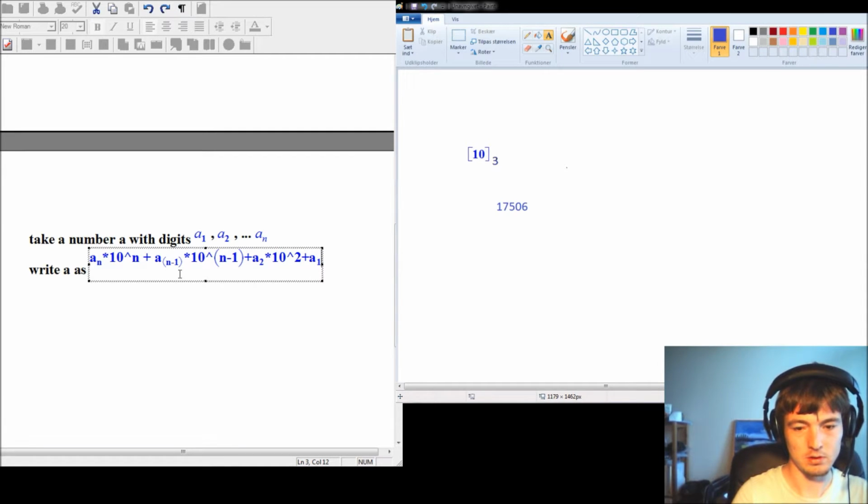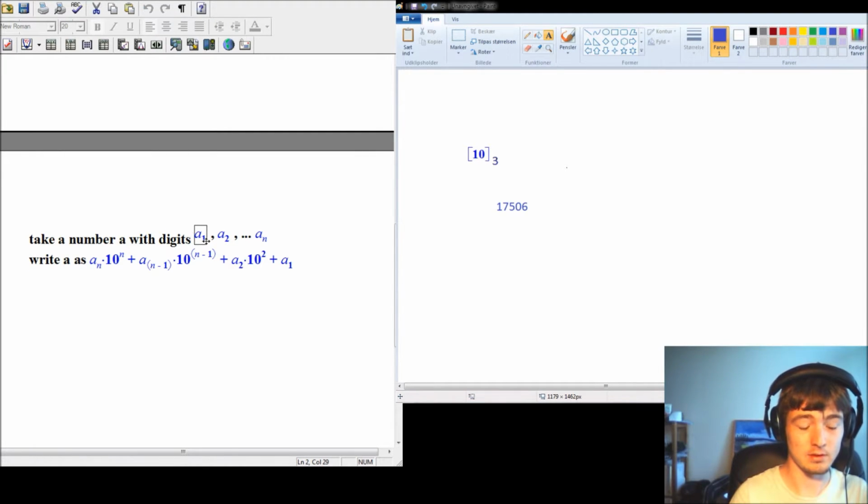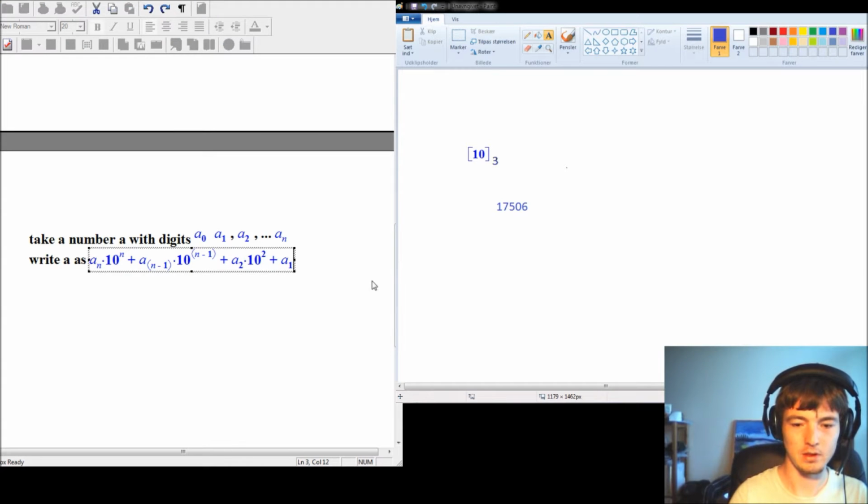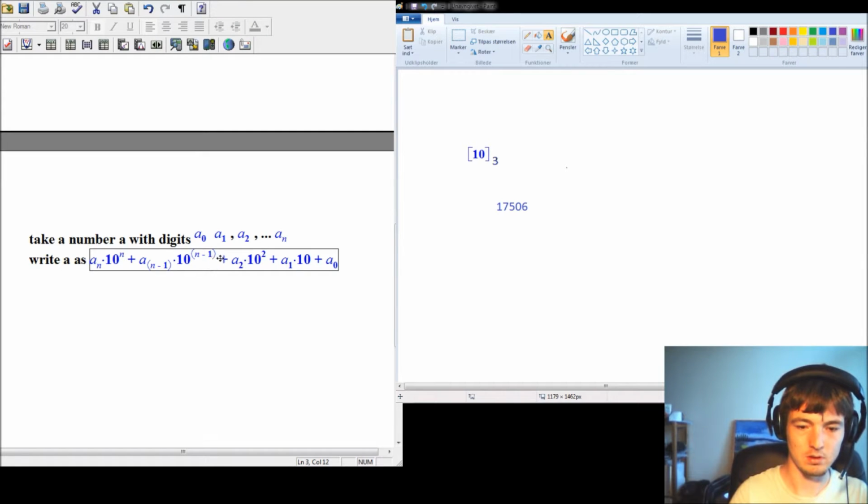A1. No, I've made a mistake, haven't I? Yes, I have, because the last digit of A will not be times 10. The last digit of A will be times 1, 10 to the power 0. Because you know there might be a last digit, so I'll just add another digit, and it'll be fine. A0 times 10 to the power 0. And of course there's something in between here.